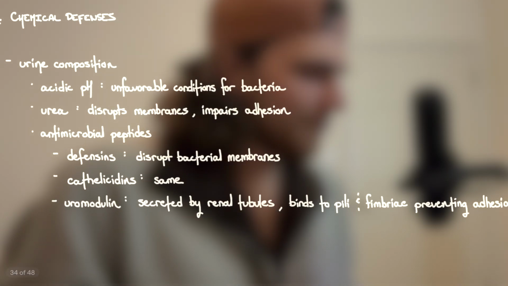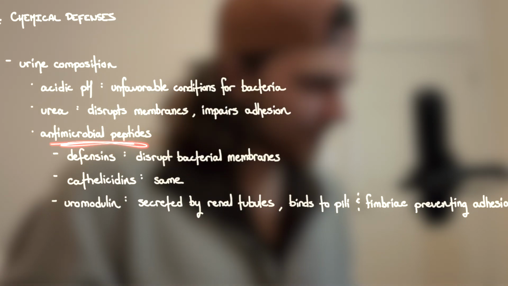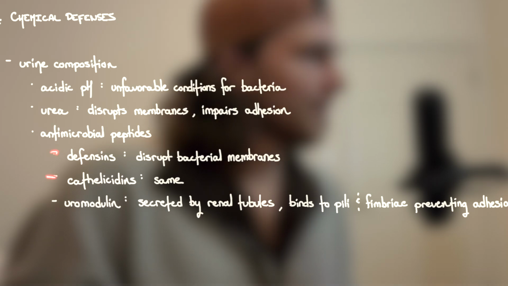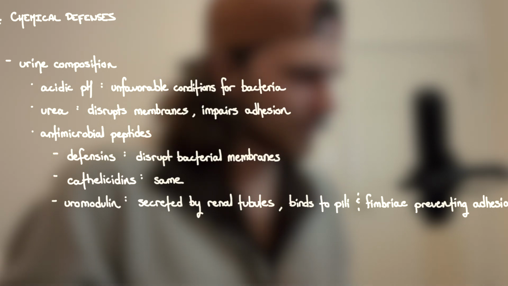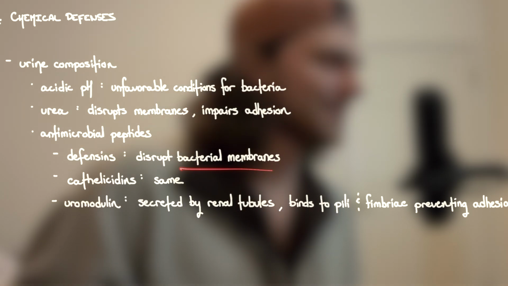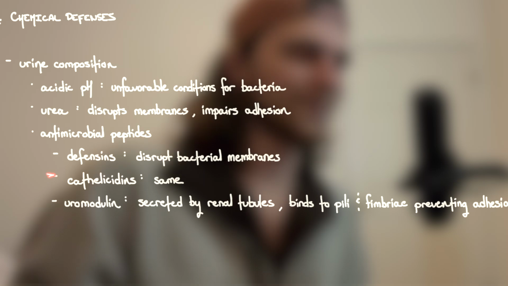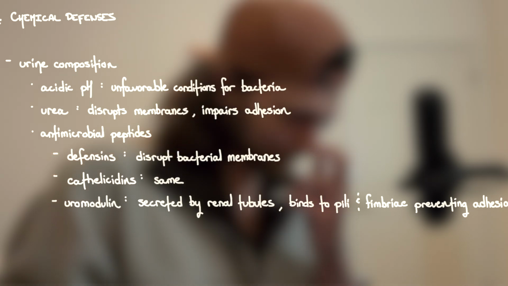And then just like many other epithelia within the body, we have defensins and cathelicidins that are secreted in response to infections. So these are just antimicrobial peptides that can disrupt bacterial membranes. These are very, very common. We're going to see these throughout the course many times.